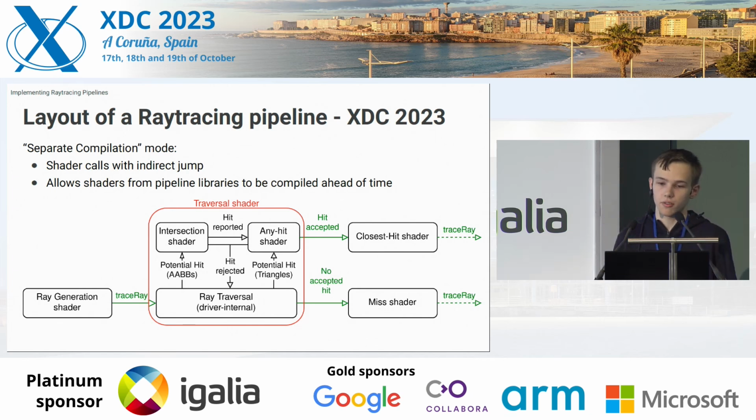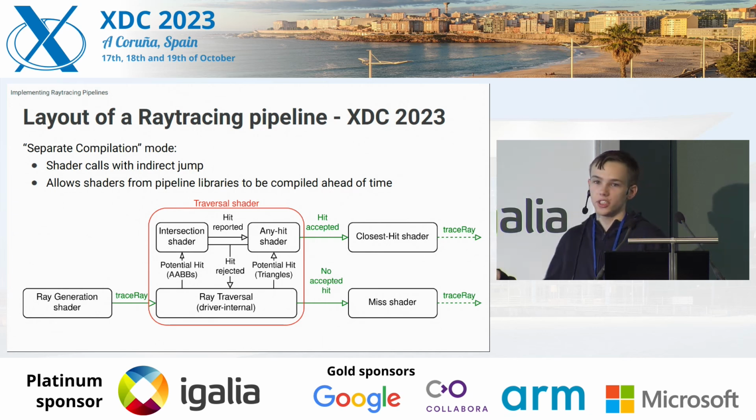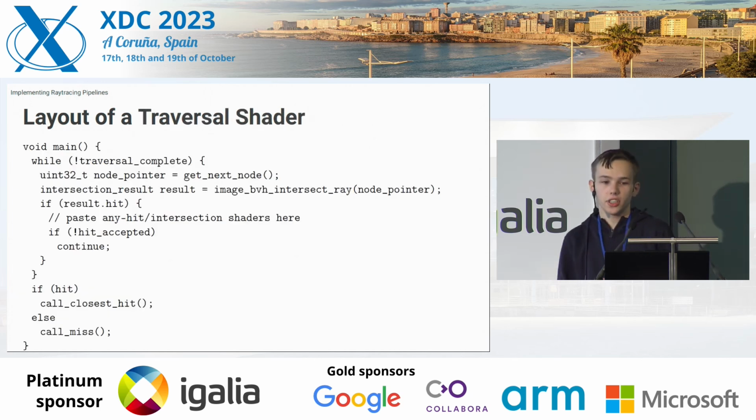every single shader. So the intersection and any hit shaders are still inlined into a single big traversal shader that then encompasses pretty much the entire ray traversal loop. And just the shader calls outside of that, which I marked in green here, are implemented with actual indirect jumps. So the traversal shader looks something like this.